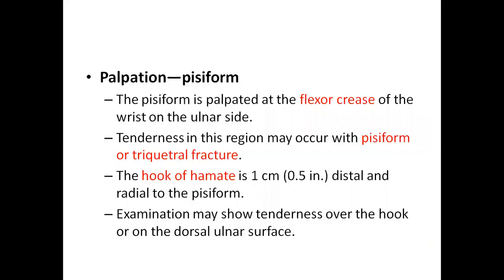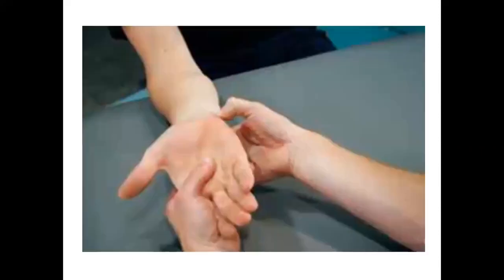The pisiform, a small bone present on the ulnar side, is palpated at the flexor crease of the wrist on the ulnar side. Tenderness in this region may occur with a pisiform or triquetral fracture. The hook of hamate is 1 centimeter distal and radial to the pisiform. Examination may show tenderness over the hook or on the dorsal ulnar surface.